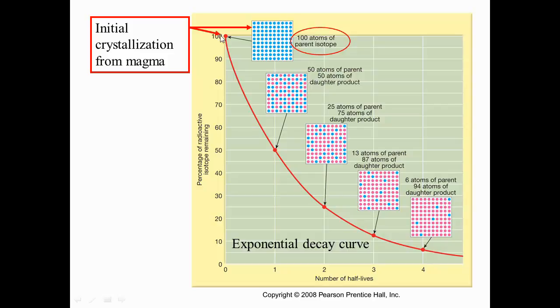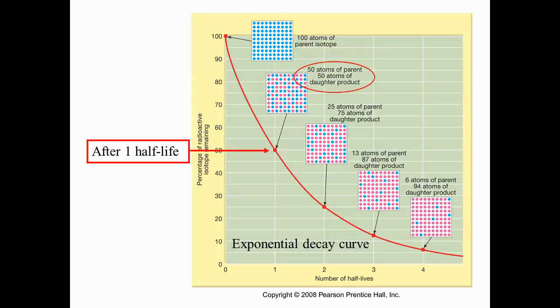And let's start out at the top where we start out with a crystal or a mineral with 100 atoms of parent isotopes. And this occurs during the initial crystallization from the magma. And afterwards, the magma completely crystallizes into an igneous rock. And over time, the original parent isotopes in the crystals will start to undergo radioactive decay to more stable daughter isotopes, such that after one half-life, notice that the crystal now contains 50 atoms of parent and 50 atoms of daughter.